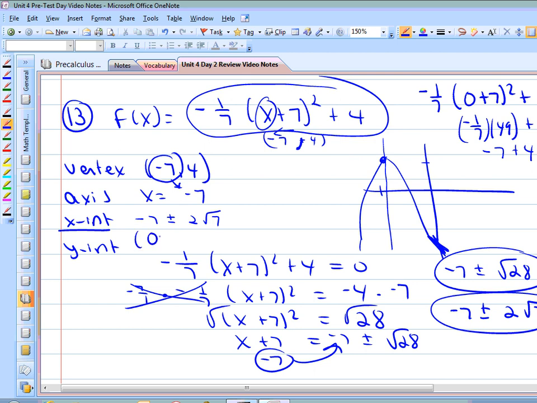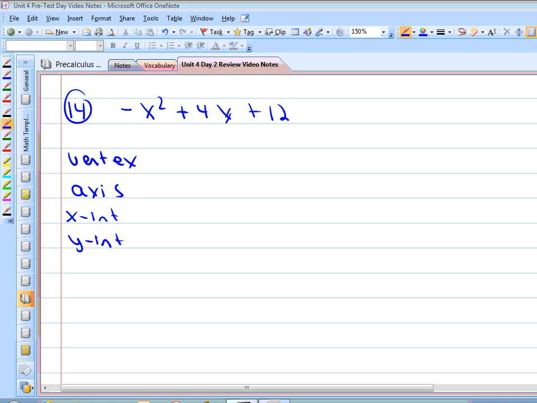So it is 0, negative 3 as my y-intercept. All right, I think 3 more problems to go. Again, vertex, axis of symmetry, x-intercept, and y-intercept, and this time we're given general form. We're going to put it in standard form by completing the square.